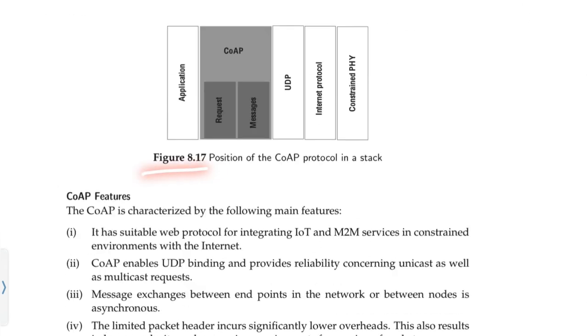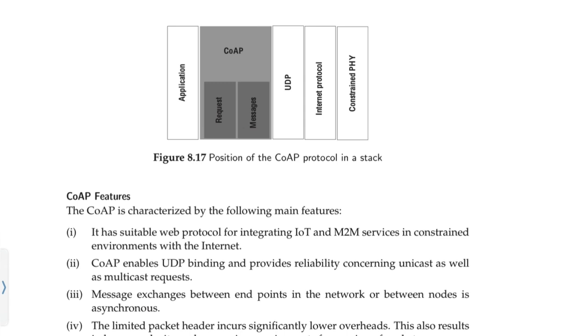So here we have the figure which speaks about the position of the CoAP protocol in the OSI stack. Firstly, we have the application layer, where the communication between the IoT devices and the backend happens. It will make use of the request-response communication model to establish the communication. In the transport layer, CoAP will rely on UDP, User Datagram Protocol. UDP is selected because it has low overhead and suitability for lossy networks.